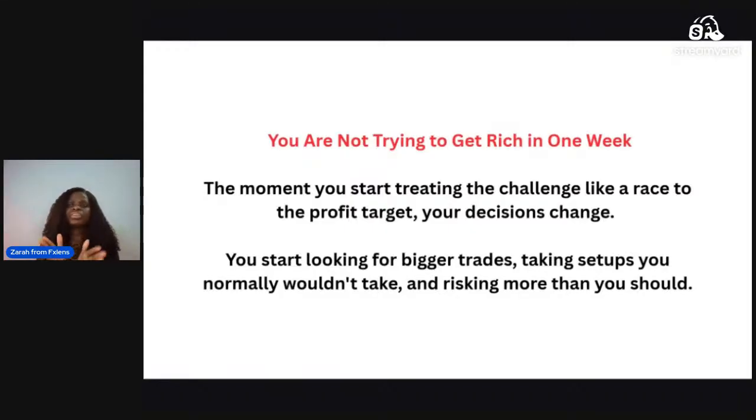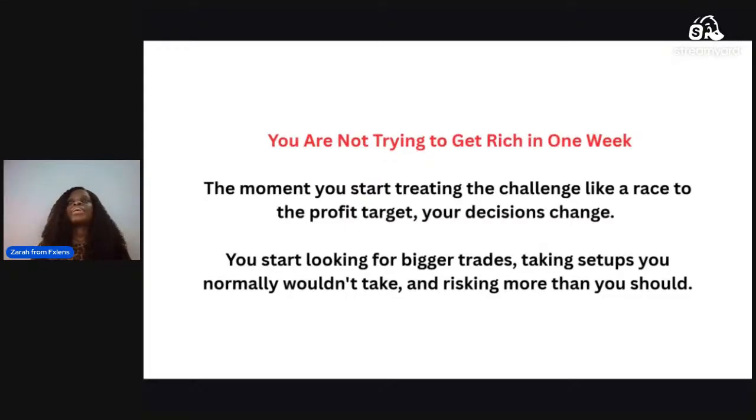Now, one thing you need to realize is that with a prop firm account, you're not trying to get rich in one week. I really want to break this down, because there is this psychology people have that prop firms are like quick tickets to getting rich.